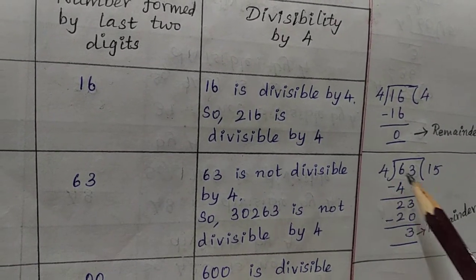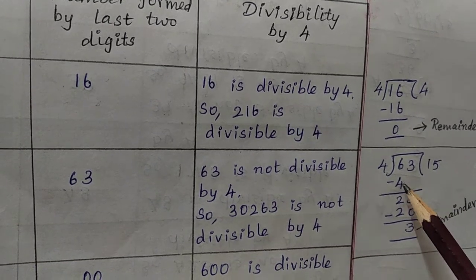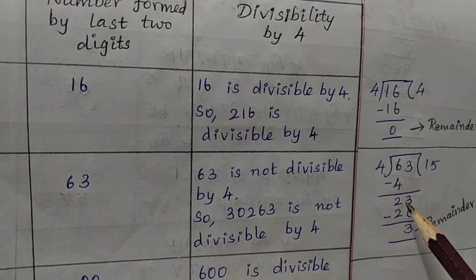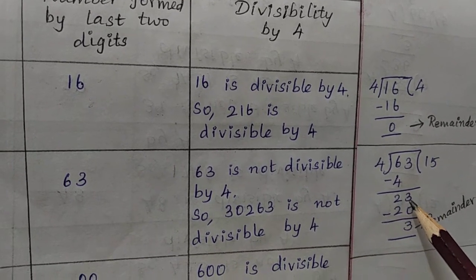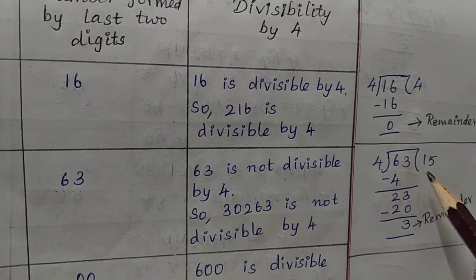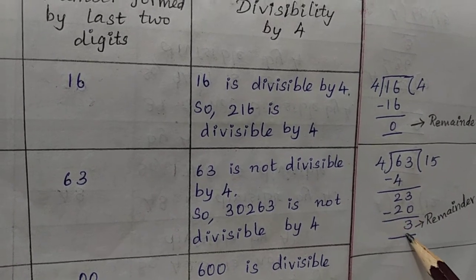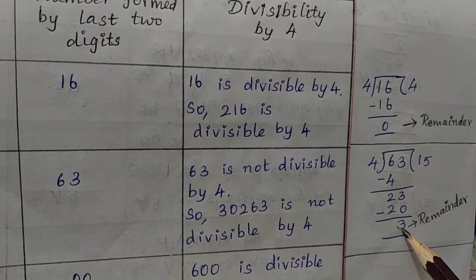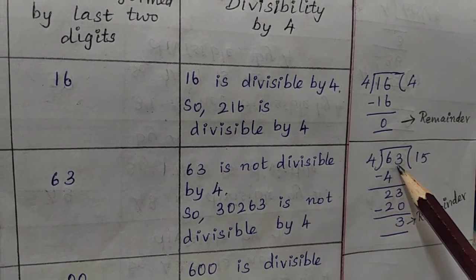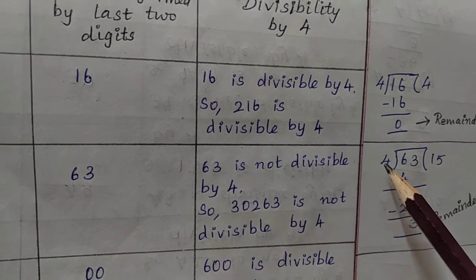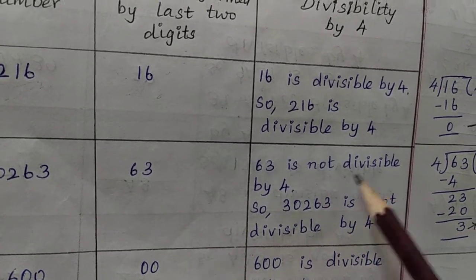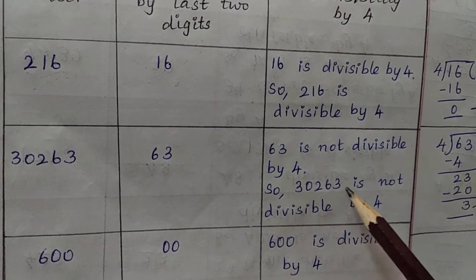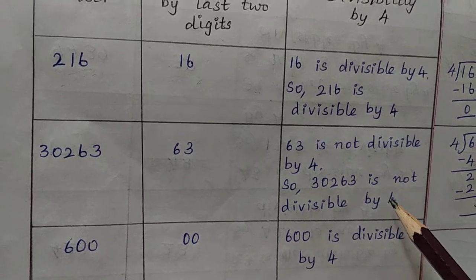Divide 63 by 4. 4 1s are 4. On subtraction you get 2. 2 is not divisible by 4, so bring down 3. Now you have 23. 4 5s are 20. On subtraction you get 3 as the remainder. Since remainder is not equal to 0, we can say that 63 is not divisible by 4. Since 63 is not divisible by 4, we say that 30,263 is also not divisible by 4.